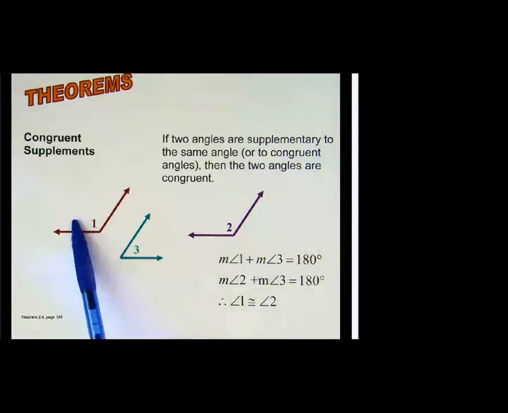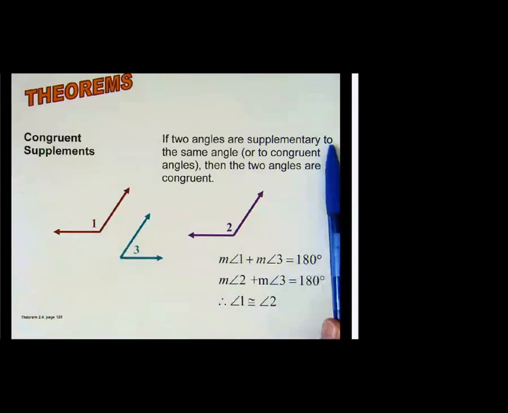So angle 1 plus angle 3 is 180 degrees. That's what we're given, and that's the definition of supplementary, that the measures add to 180. Angle 2 plus angle 3 add to 180 because that's the definition of what it means to be supplementary. It's to add to 180.